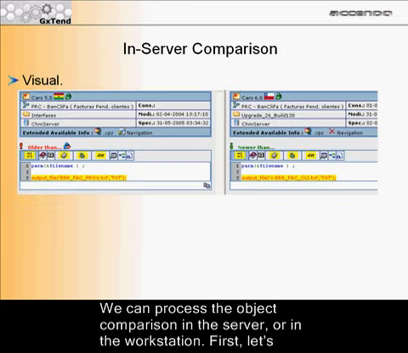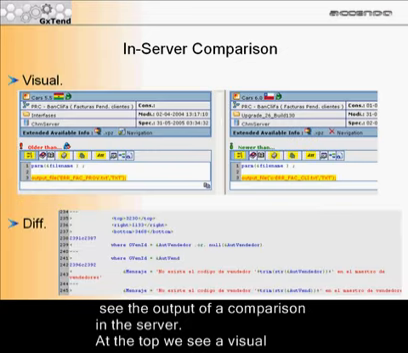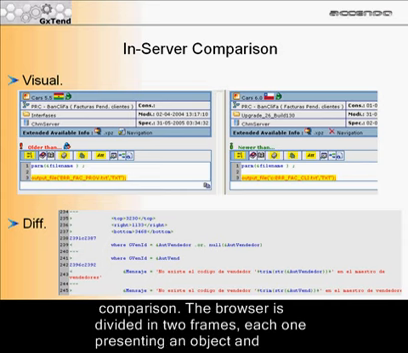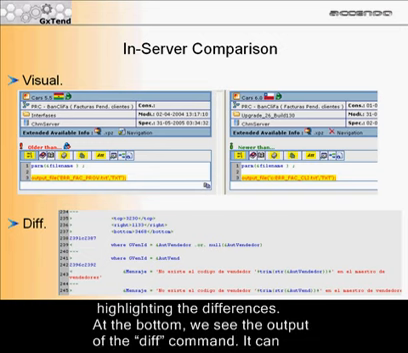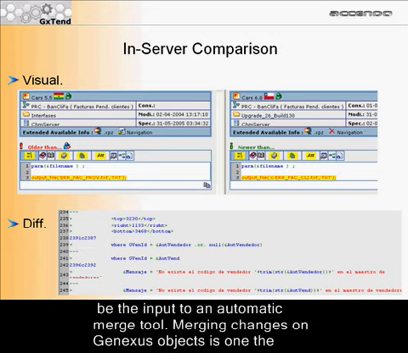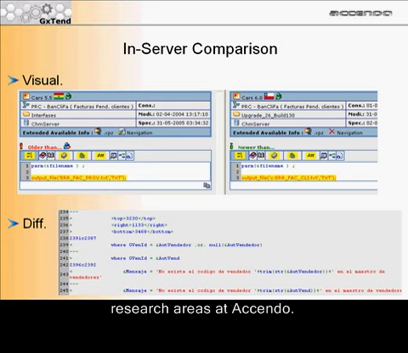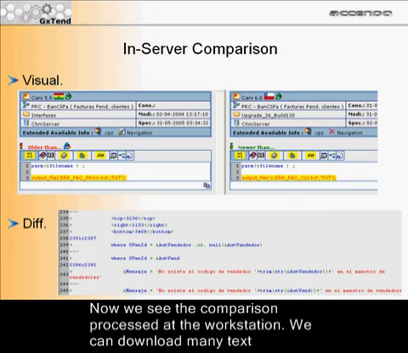In-server comparison. We can process the object comparison in the server or in the workstation. First, let's see the output of a comparison in the server. At the top, we see a visual comparison. The browser is divided in two frames, each one presenting an object and highlighting the differences. At the bottom, we see the output of the diff command. It can be used as input to an automatic merge tool. Merging changes on GNexus objects is one of the research areas at Xendo.